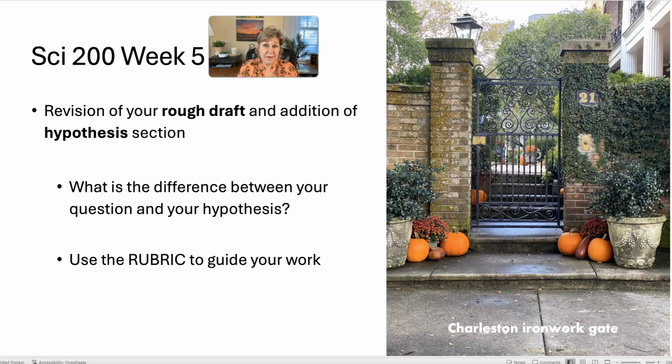So your hypothesis is something testable, it's much more focused, and it's much more specific. And then you're going to explain to us how a scientist would go about answering that particular question. You can either put it in the form of a question, or you can put it in the form of an if-then statement. Either one's okay with me. Use your rubric and your guidelines to guide your work. That's very important.